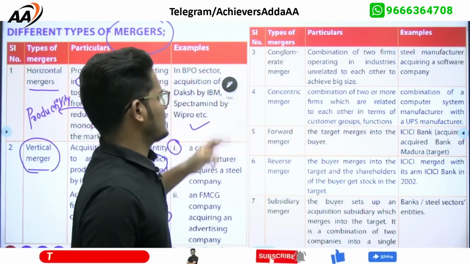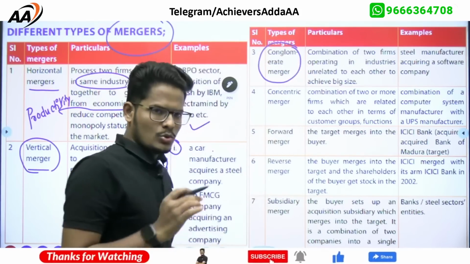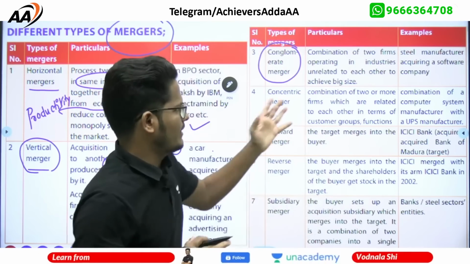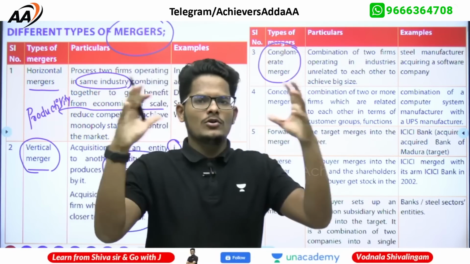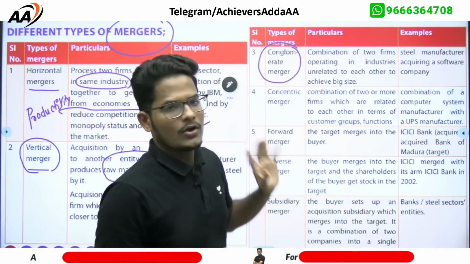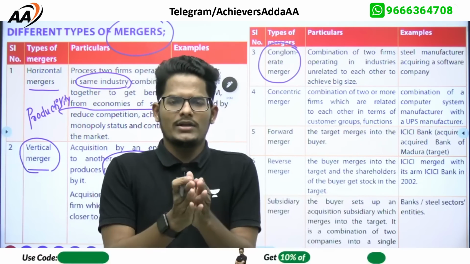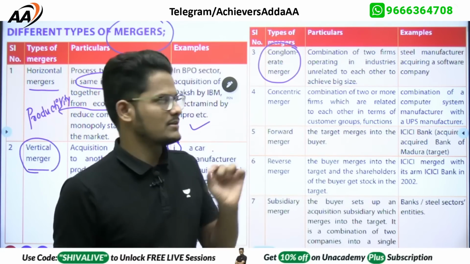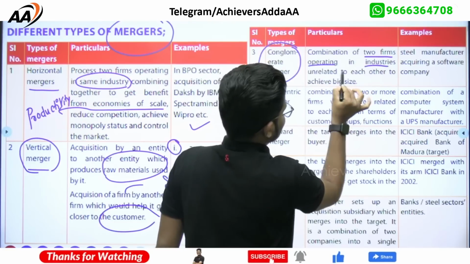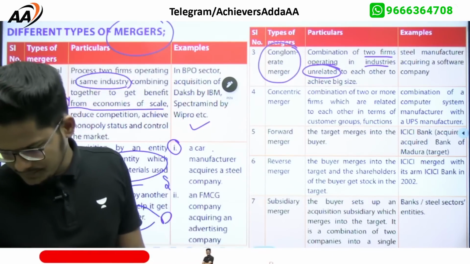Next, the third type of merger is the conglomerate merger. What is a conglomerate? Two unrelated industry companies coming together is called conglomerate. It is like a marriage only. Two unknown persons are coming together to lead their life for a long time. Conglomerate means both are unrelated in their life aspects, but both are coming together for the entire life. In the same way, a conglomerate is also a combination of two firms operating in industries unrelated to each other to achieve a big size.